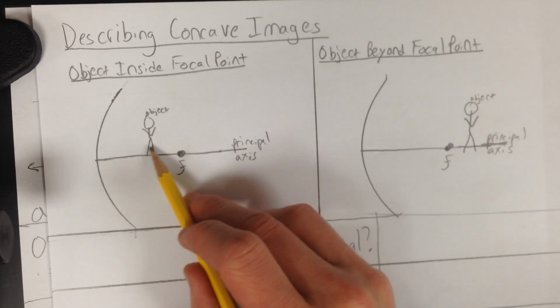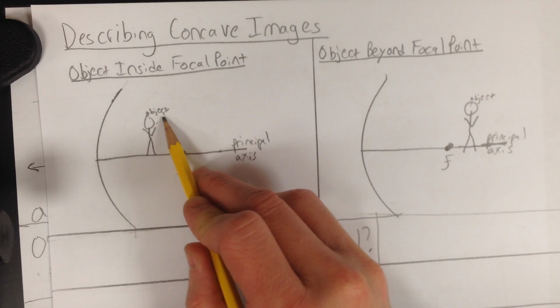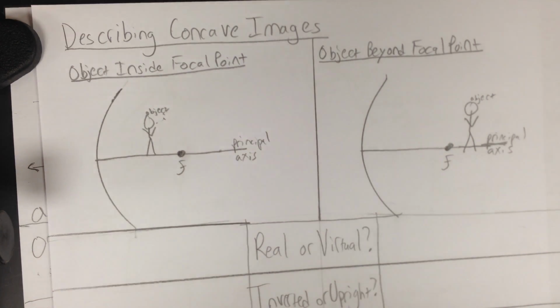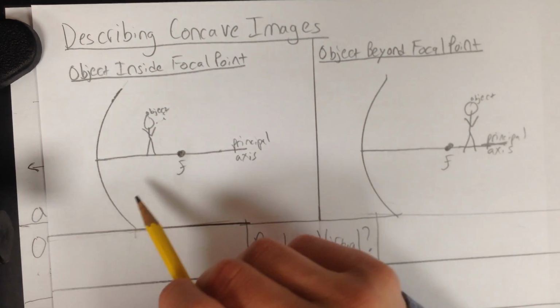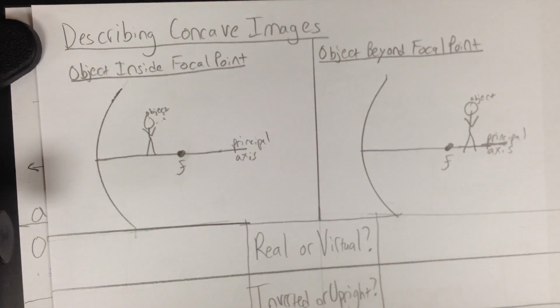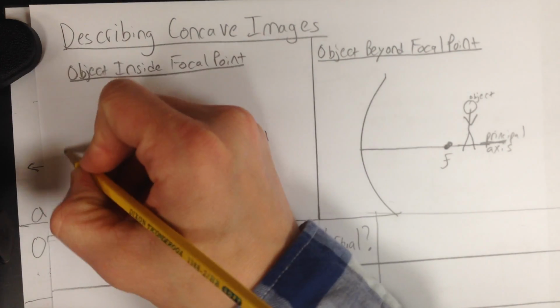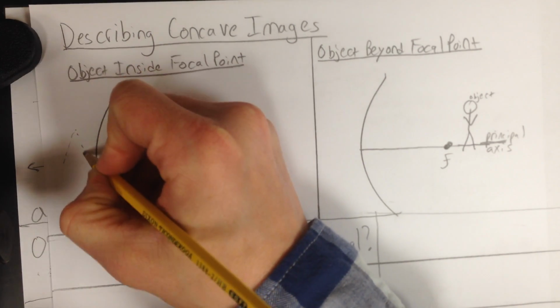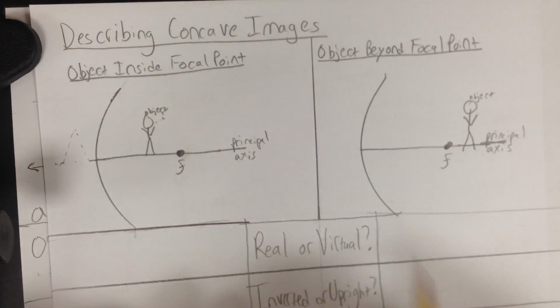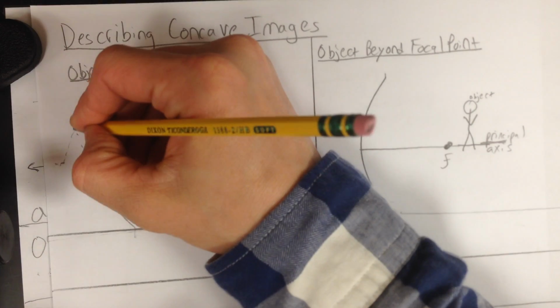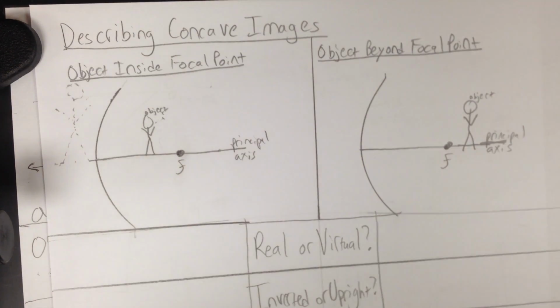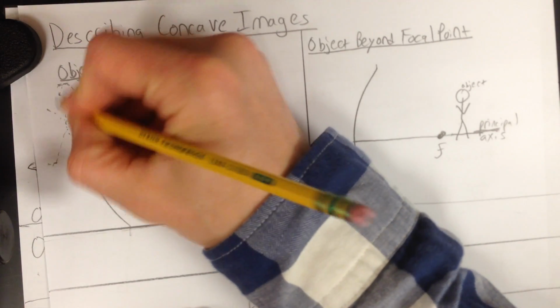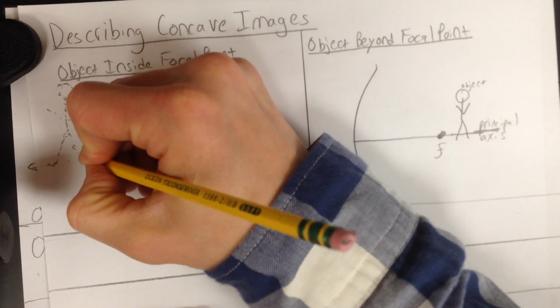Alright, so if you stand your body inside the focal point, you could draw that right now. If you stand right there inside the focal point, how do you see your image? And you looked into this in the lab. Well, you see your image located behind the mirror if you stand inside the focal point, right? So it says object inside the focal point. Where do you see your image all the time for that? Behind the mirror, and a little bit larger or magnified. Make yourself a dotted image person right here behind the mirror.